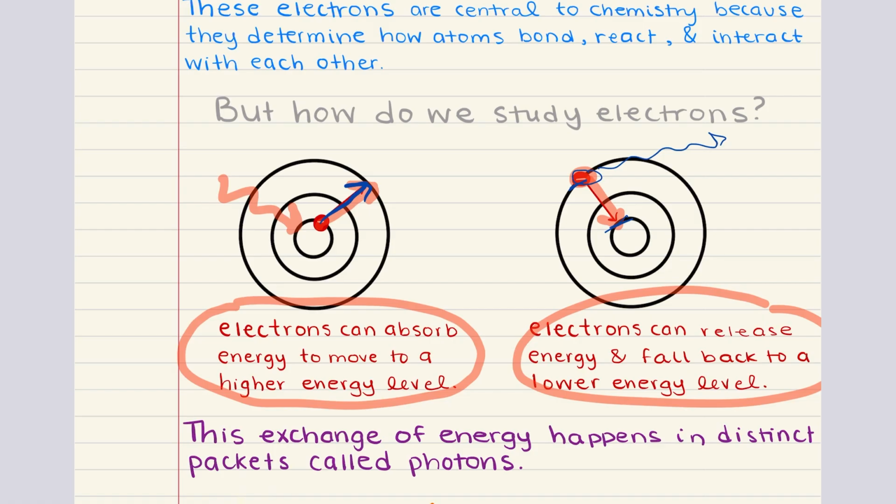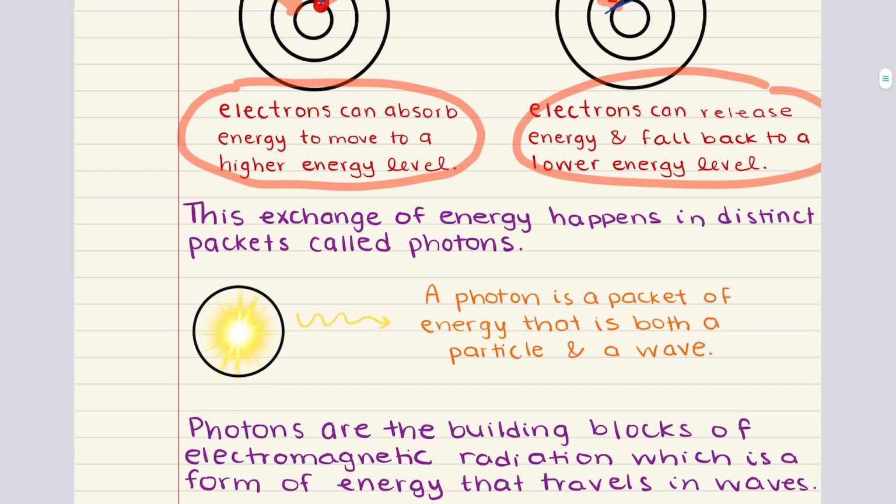And this photon's energy is going to correspond exactly to the difference between the two energy levels. Now, this precise and predictable energy exchange is really important in chemistry because it allows us to measure and understand how atoms interact with energy. Now, here's an important perspective on photons. Photons behave both as particles and as waves. This duality, being discrete energy packets while also being part of a wave, is what makes photons so unique.